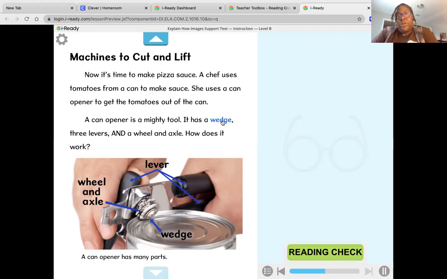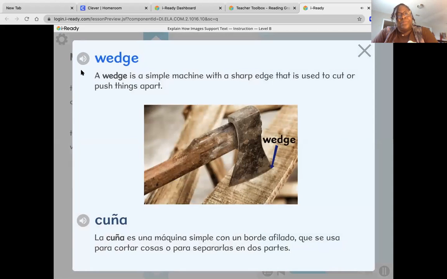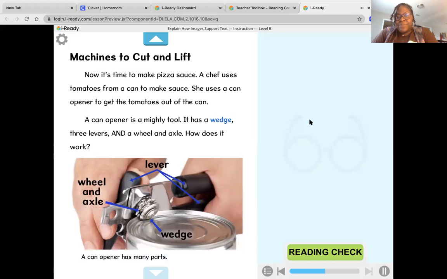Let's look at this word. Wedge. A wedge is a simple machine with a sharp edge that is used to cut or push things apart. Let's check our reading.